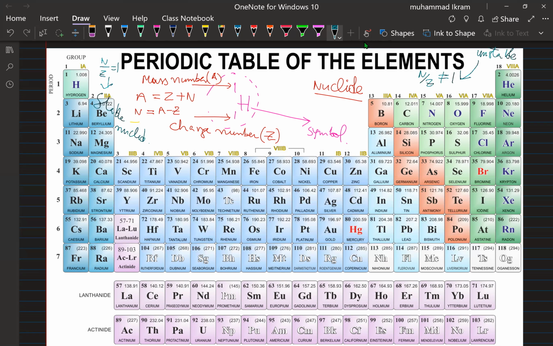So this is what the nuclide is. Nucleons are the particles that are found inside the nucleus. The number of neutrons and protons together inside the nucleus is called the mass number. So mass number is the sum of protons and neutrons inside the nucleus, while the charge number is the number of protons inside the nucleus.